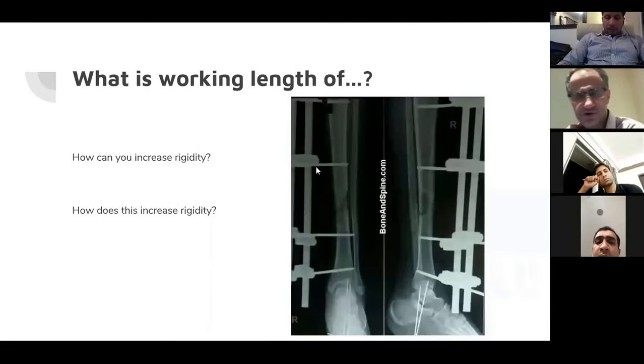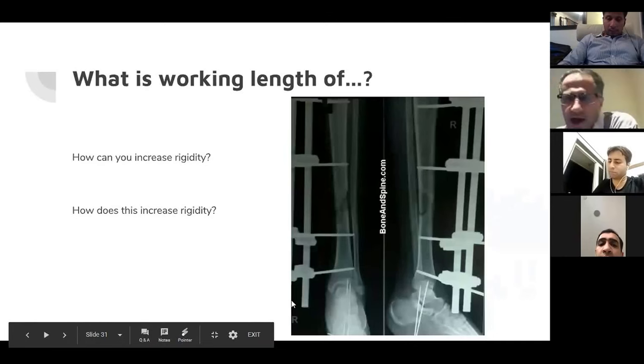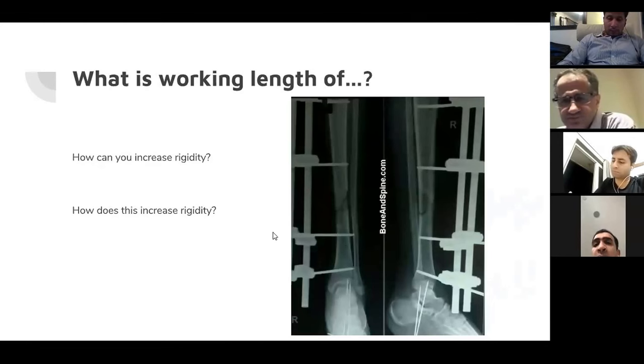Working length, if you look at the screen, is between the two nearest pins to the fracture site. Your second set of working lengths that you have to think about is between the bone and the bar, on each one. Good. So now, anything else I can do to this construct that will increase rigidity, and tell me why.